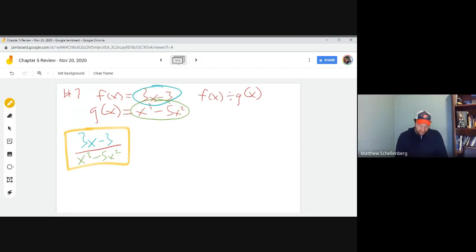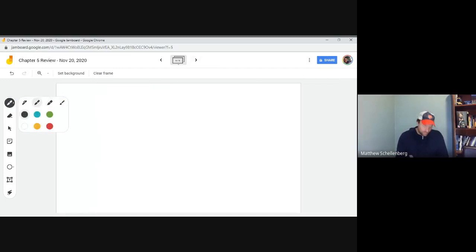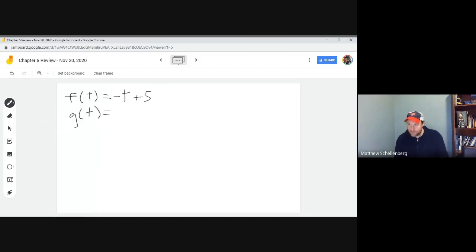Number 8. Number 8 says, this is a composite function. So here we have f of t equals minus t plus 5, and g of t equals t squared plus 2. And they want to know f of g of t is what? Remember what I said?